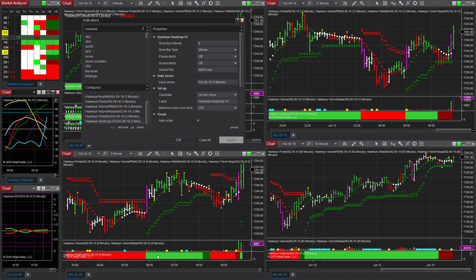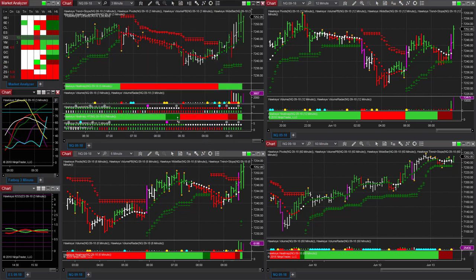So I'm going to take this heat map down here on this chart, but I'm going to display it up here on this chart. So that's what this is right here. This is a 6 minute time frame heat map that's displayed on my 3 minute chart, and I can compare that with my 3 minute heat map.